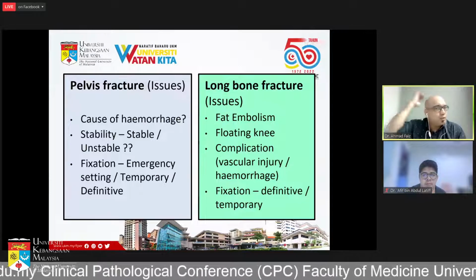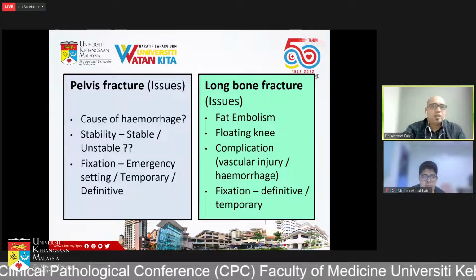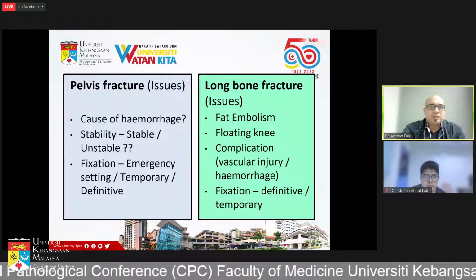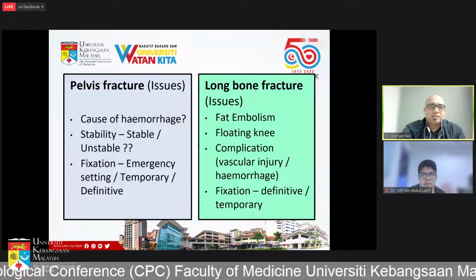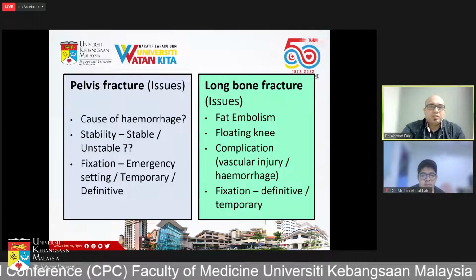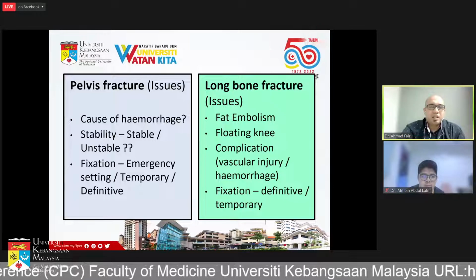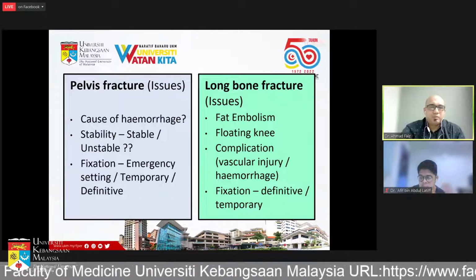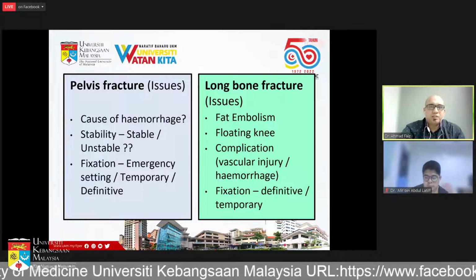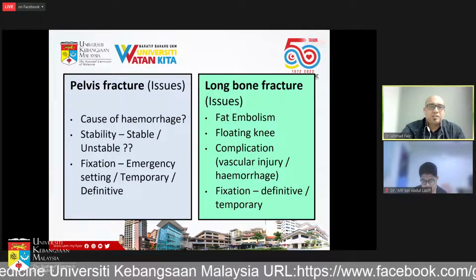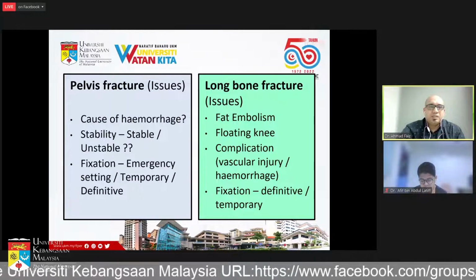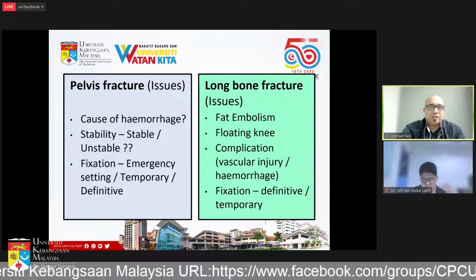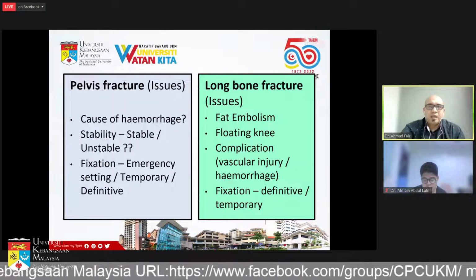individually. For the pelvis fracture, the issue that can arise is whether it contributes to the cause of hemorrhage, whether it is a stable or unstable fracture, and we already need to be thinking about the fixation, whether in the emergency setting we should fix it temporarily or even definitively.